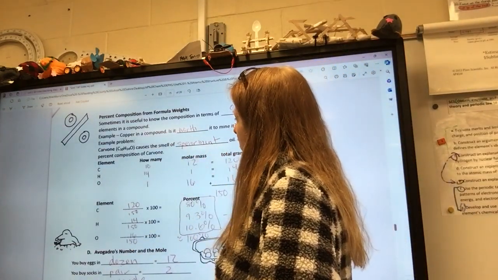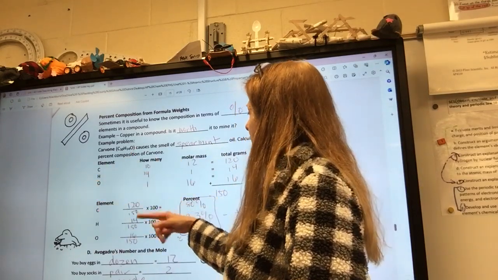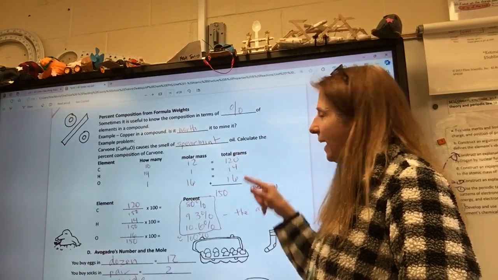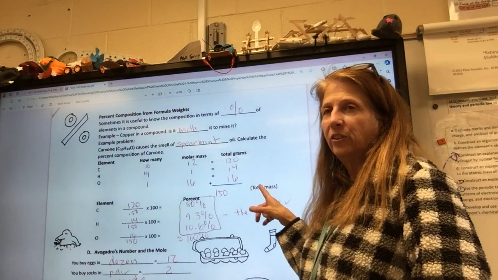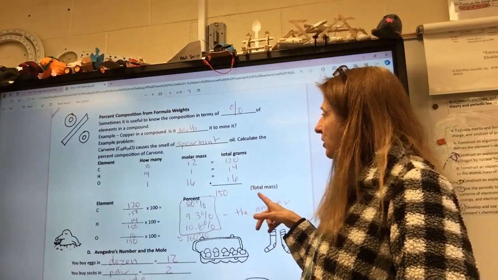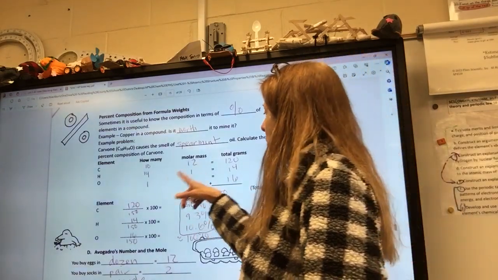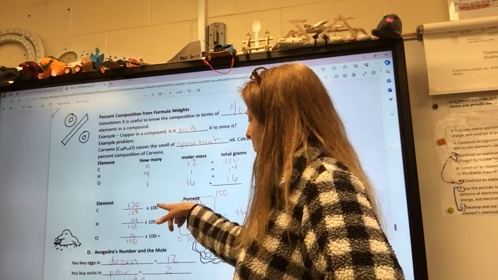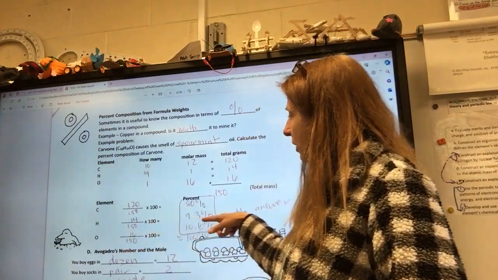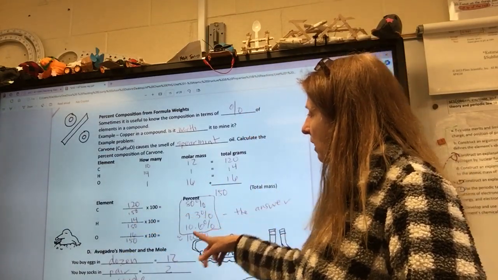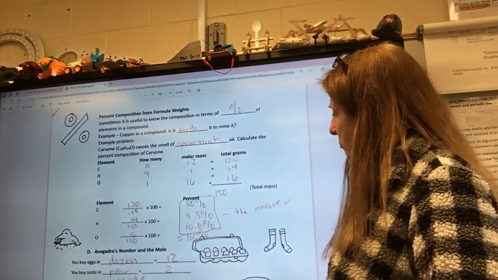So we want to do the percent composition. You list your chemicals, you write how many, you do its molar mass, and you add it up. 150 total mass, just like what we just did. Then you take each of these and divide it by the total. So 120 divided by 150 times 100 is 80%. 14 divided by 150 times 100 is 9.3%. 16 divided by 150 times 100 is 10.6%.